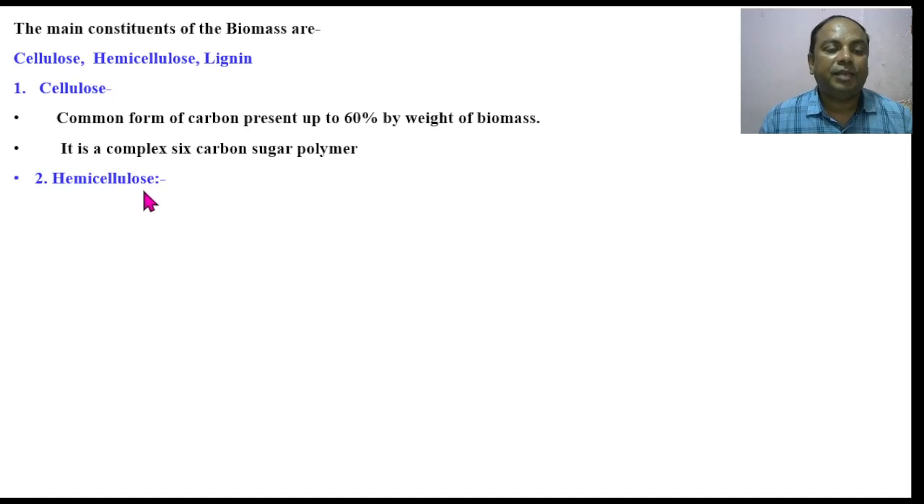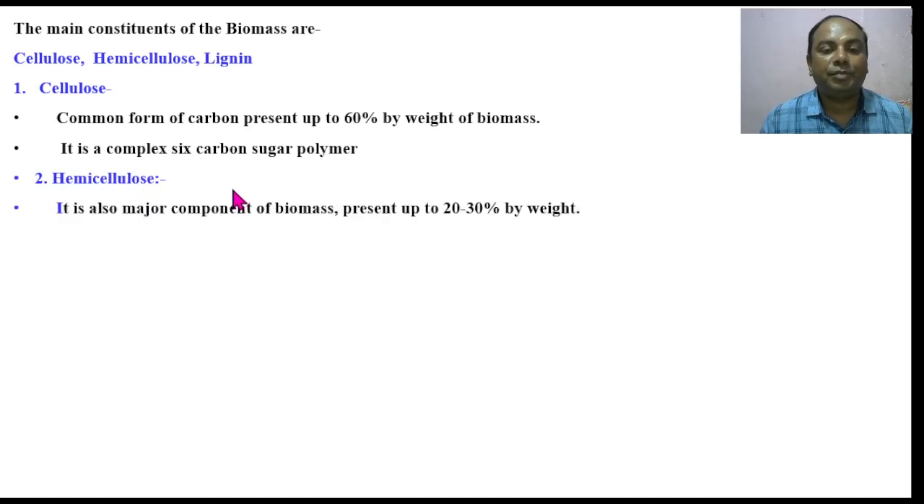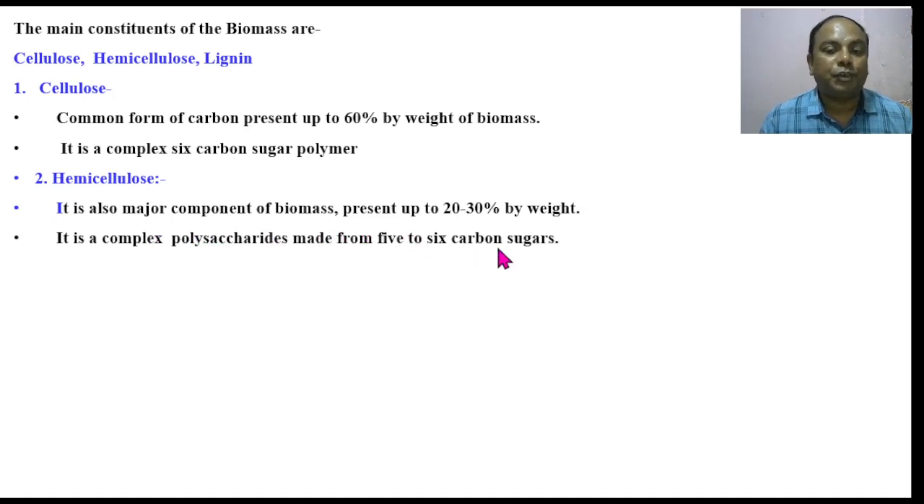The next one is the hemicellulose. It is also a common form of carbon and is present 20 to 30% by weight in biomass. It is also a polysaccharide and made from 5 to 6 carbon sugar. So here you can distinguish the cellulose from hemicellulose. Cellulose is made from 6 carbon sugar polysaccharide, while hemicellulose is made from 5 to 6 carbon sugar.